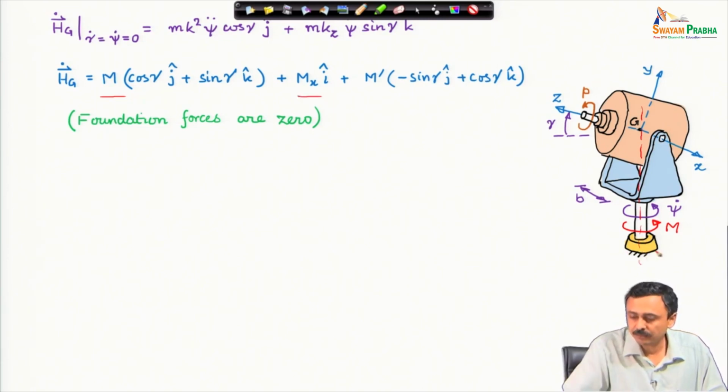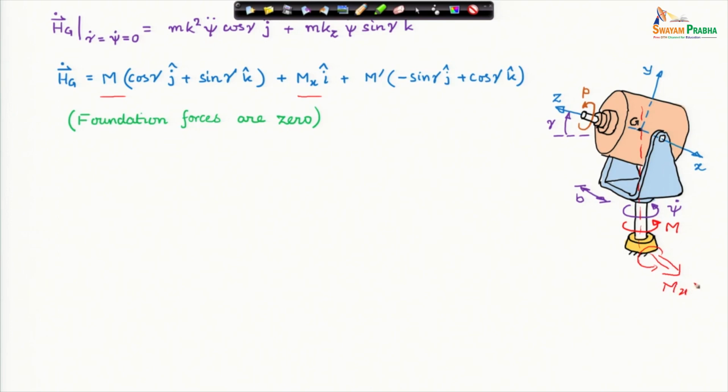Mx is the moment because of the bearings. So, this is Mx, and M prime is about this axis. These kinds of moments will be generated from the foundation, and we have looked at problems in which we have general moments; we do not know them a priori, our equations will tell us what they are.